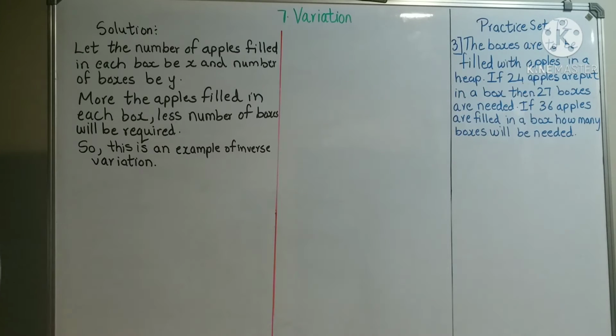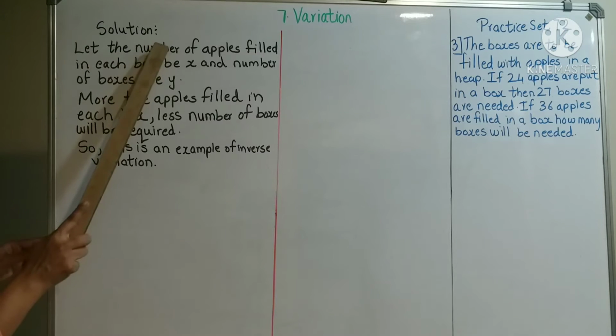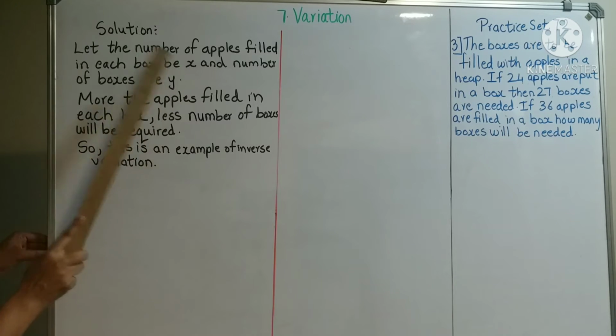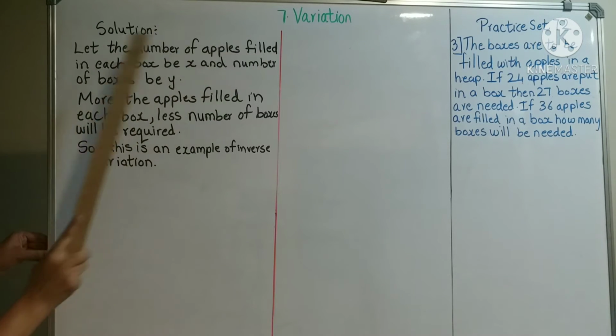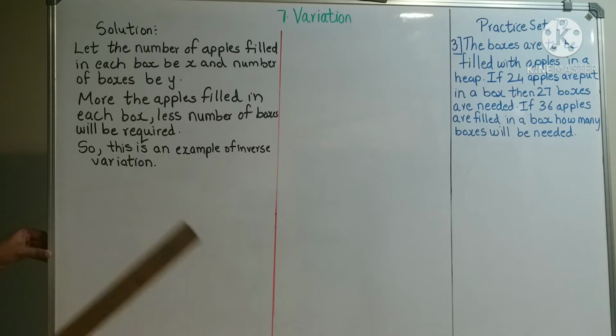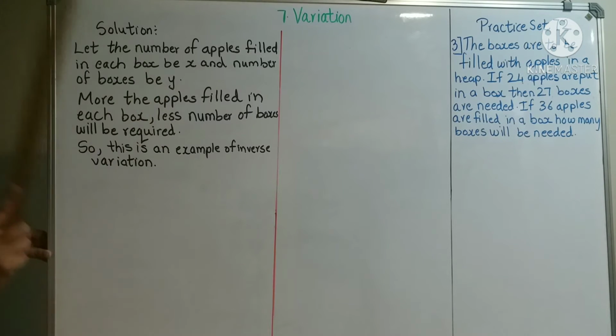Over here you will see that they have given us two quantities. Which are the two quantities? Number of apples filled in each box. So that we are going to assume as x. So let the number of apples filled in each box be x. And which is the other quantity? The other quantity that they have given is the number of boxes. So let the number of boxes be y.